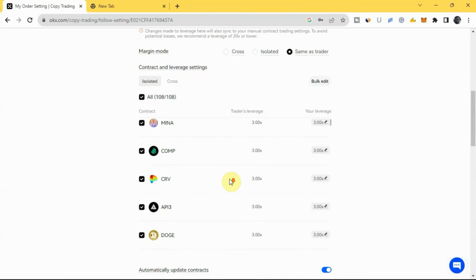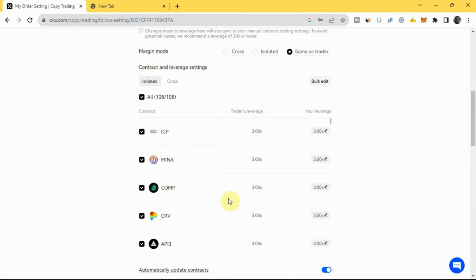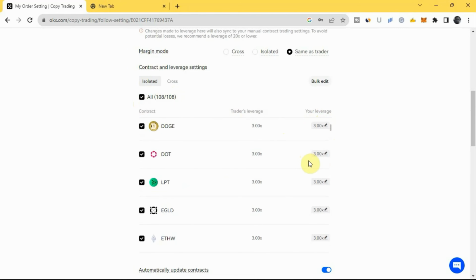So these are the cryptocurrencies that can be traded right here. If you want to copy everything, just make sure that this all is ticked right here. So you can just tick it as all right there. And then if you want to pick your own leverage, you can see right here where it says your leverage. This way you can pick a leverage of your own. So if you want to change it, you can come here and change the leverage right here.